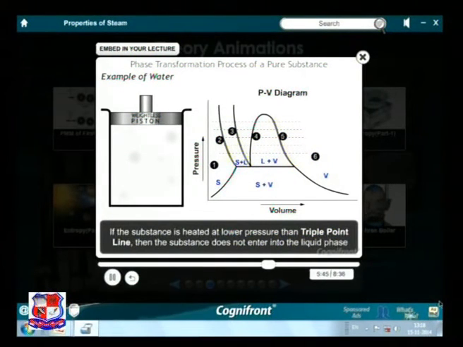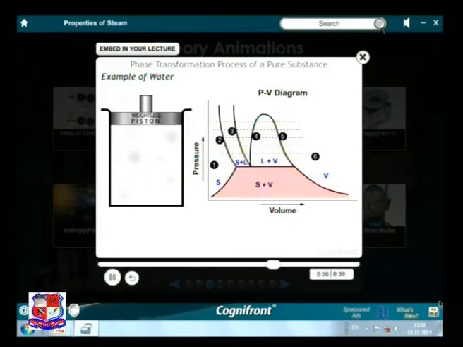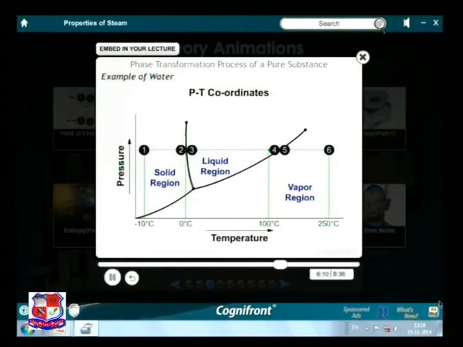If the substance is heated at a lower pressure than the triple point line, then the substance does not enter into the liquid phase. Hence, the region below the triple point line represents the mixed region of solid and vapor. Let us plot the above phase transformations on PT coordinates.